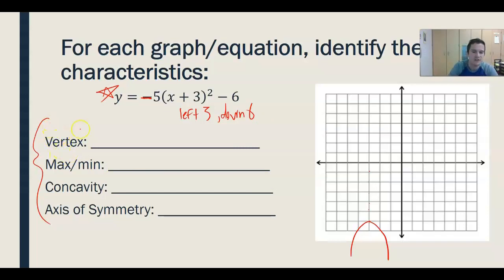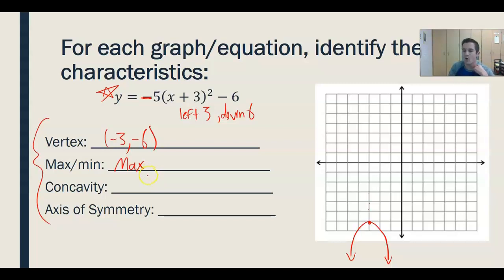Well, where is the vertex? Well, the vertex is left 3 and down 6, so it's -3, -6. The opposite of this number, the same as this number. -3, -6. That's my vertex. Is that vertex a maximum or a minimum? Well, it's pointing downwards. So this up here is going to be a little mountain, so that's a maximum. That's as high as that graph is going to get. That's a maximum.